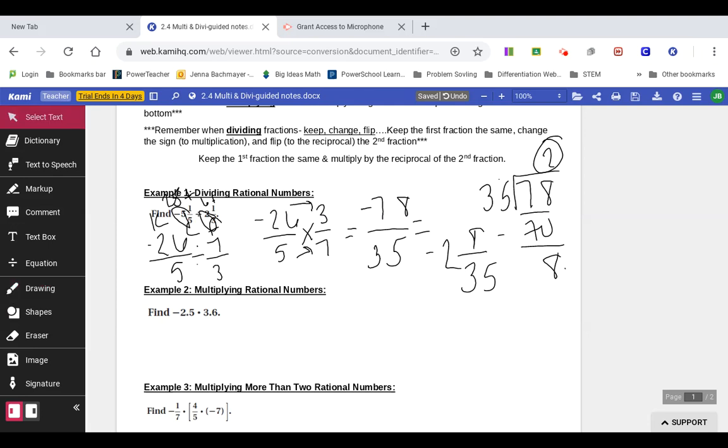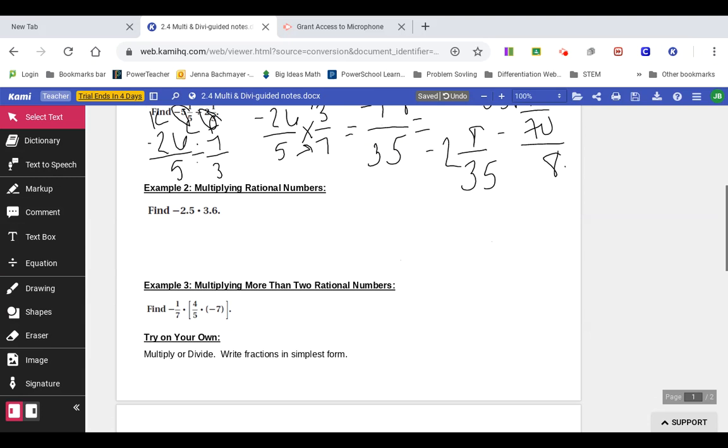All right. So the next one is multiplying rational numbers. So we are going to do -2.5 times 3.6. We're going to do our multiplication algorithm. So we're going to do 6 times 5 is 30, carry the 3. 6 times 2 is 12, plus 3 is 15. Add a 0. We're going to do 3 times 5 is 15, carry the 1. 3 times 2 is 6, plus 1 is 7.